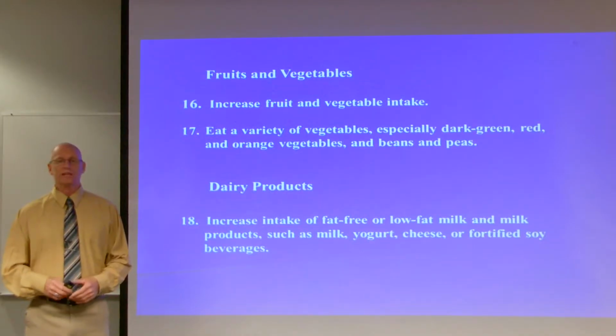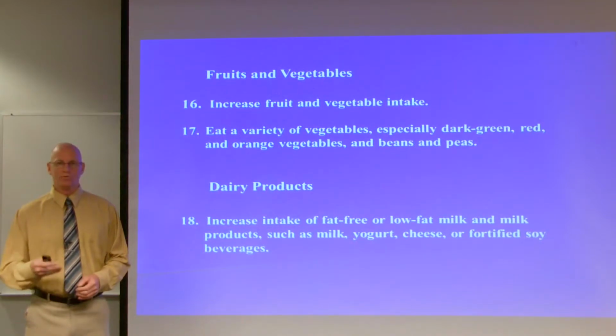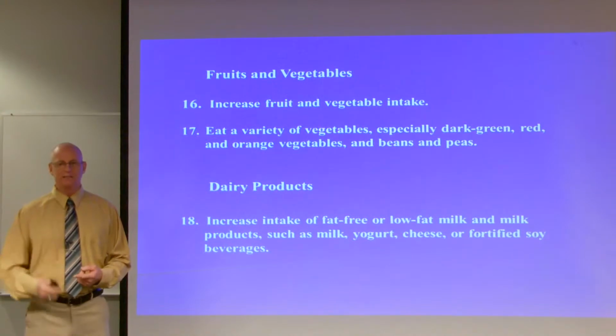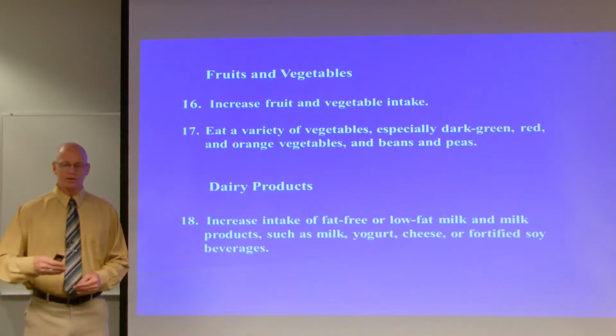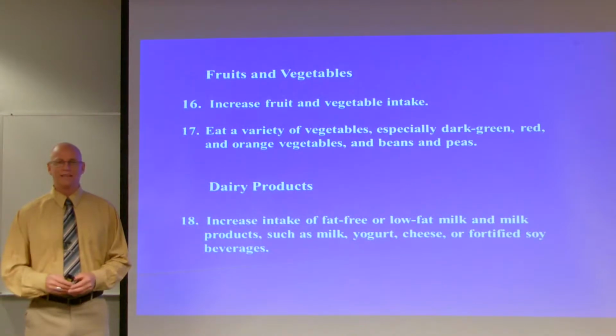Fruits and vegetables. Increase your fruit and vegetable intake. We hear this a lot, and the phrase here is 5 a day. Increase your fruit and vegetable intake by 5 fruits and or vegetables every day. This is because they have the vitamins that act as antioxidants, minerals, and fibers such as soluble and insoluble fibers. Eat a variety of vegetables, especially dark green, red, and orange vegetables, and beans and peas. The darker the better. The darker is because it has more phytochemicals, which act as antioxidants, and some act like hormone-like compounds.